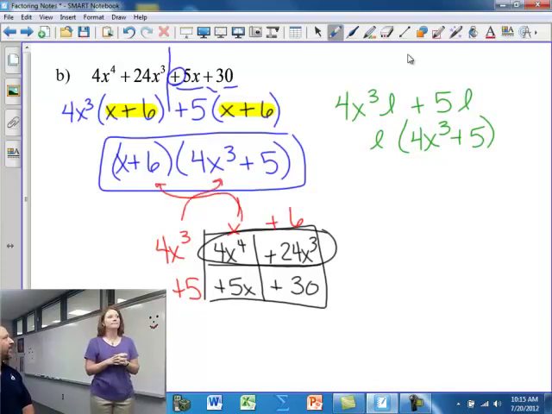So whichever way you like better, does it matter? It doesn't matter. Well, that's it for factoring then. That's it for factoring.